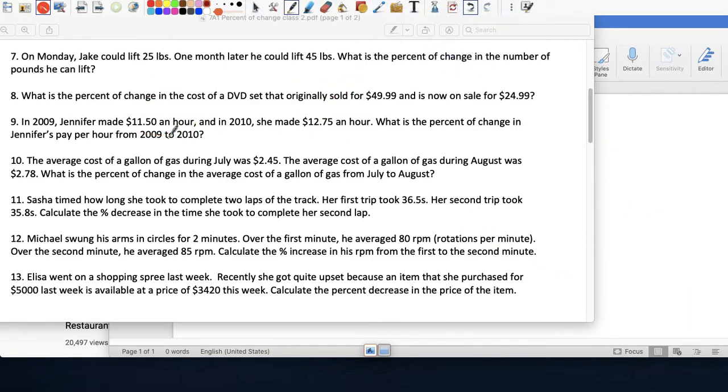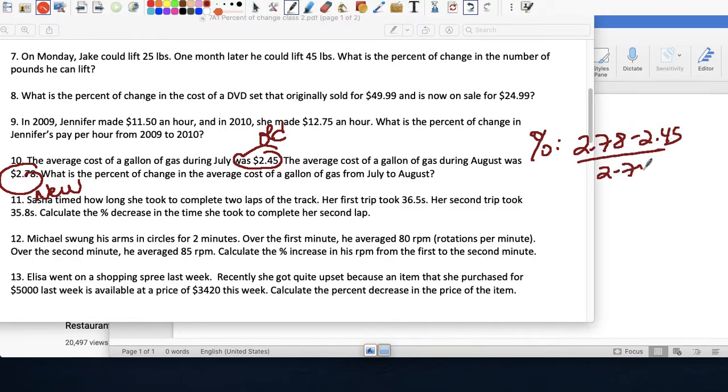Number 10. In July, the gallon of gas was $2.45. In August it was $2.78. It's a percent of change, so this went up. This is old. This is new. So it's going to be 2.78 minus 2.45 over 2.78 times 100.